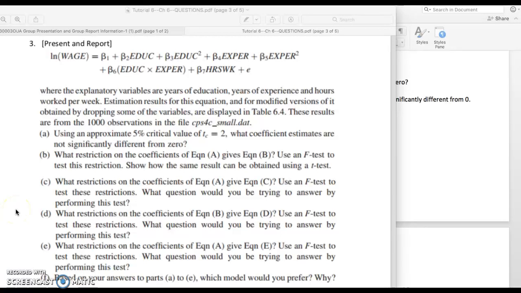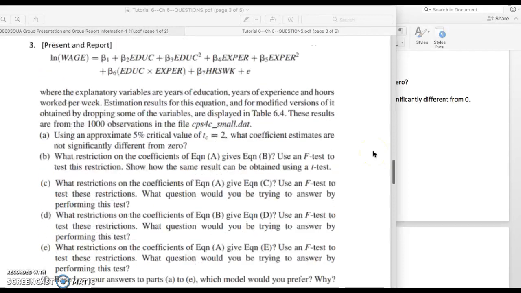Hi and welcome to the presentation for short answer question 3 of week 6 tutorial. We're going to run through the answer to these questions here.